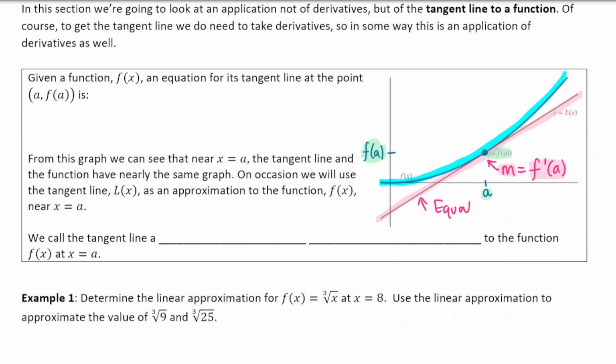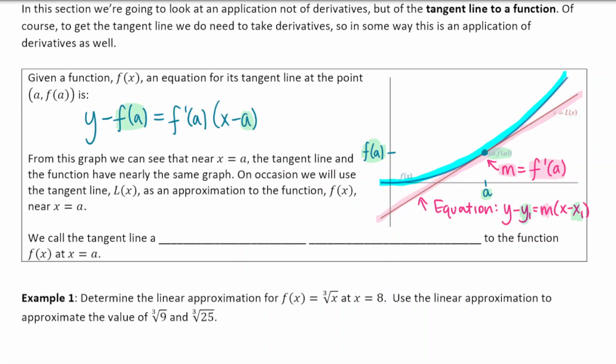I'm going to use slope point form: y minus y1 equals m times x minus x1. The coordinates are just going to be a and f of a, and the slope is just going to be the derivative at a. So if I want to write that out using the correct notation, it would be y minus f of a equals f prime at a, that's the slope, times x minus a. I got the coordinates from the point, and the slope is just the slope of the tangent line.